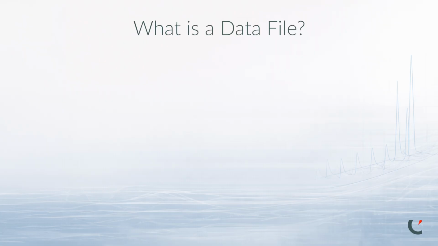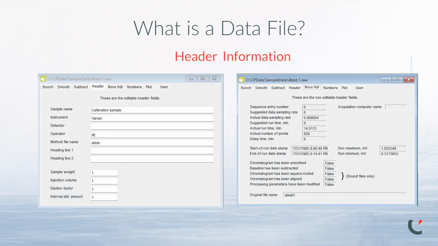Let's begin with the fundamentals. What is a data file? A data file consists of two essential data sets. The first is the header information. This contains acquisition data such as sampling rate, runtime, etc., and sample identification information, such as instrument name, operator name, etc. The header also documents the method file used to process the data. Some of this data is editable in the Chromperfect raw file editor, and some is non-editable. An example of a data file header is shown on screen now.